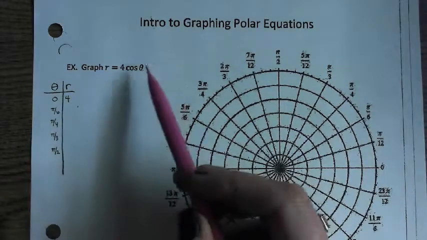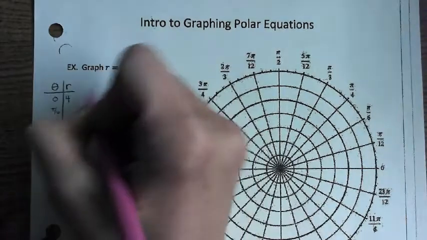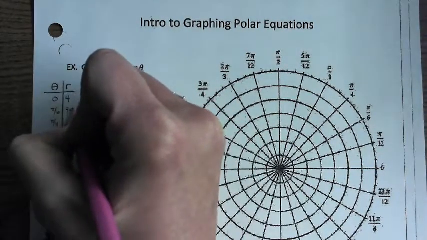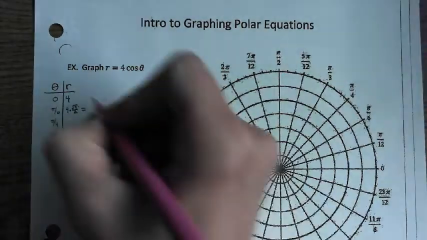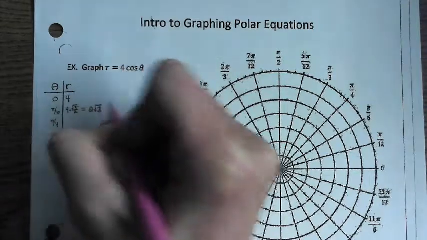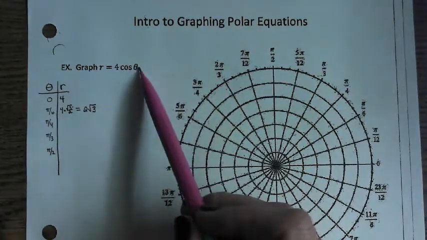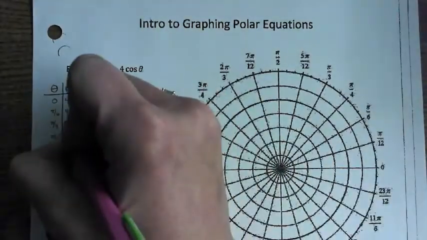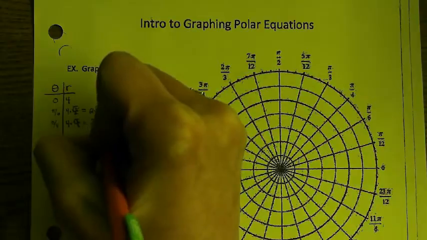When you plug in pi over 6, what's the cosine of pi over 6? Radical 3 over 2. So that's going to be 4 times radical 3 over 2, which will simplify to 2 root 3. When you plug in pi over 4, cosine of pi over 4 is root 2 over 2. So that's 4 times root 2 over 2, which will be 2 root 2.